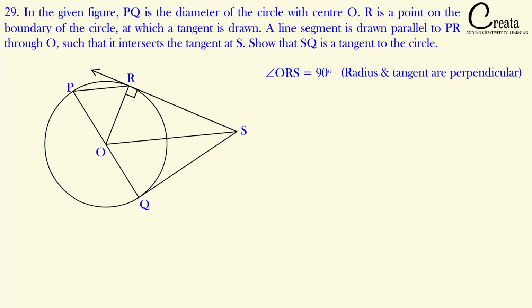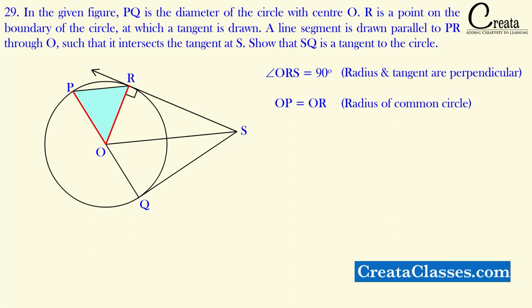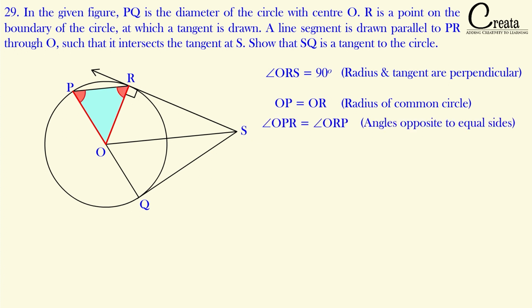Further, are you able to observe this triangle, the triangle OPR? Here OP and OR both are radii of the circle. So both will be equal to each other, radius of a common circle. OP is equal to OR. And in a triangle, we know the property, the angles opposite to equal sides are equal to each other. This is a property of a triangle. The angles opposite to the equal sides of a triangle are equal to each other. So these two angles will be equal to each other.